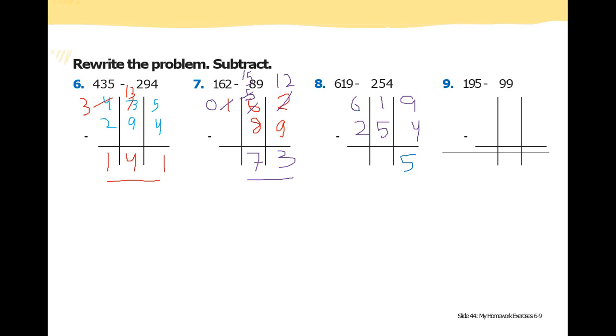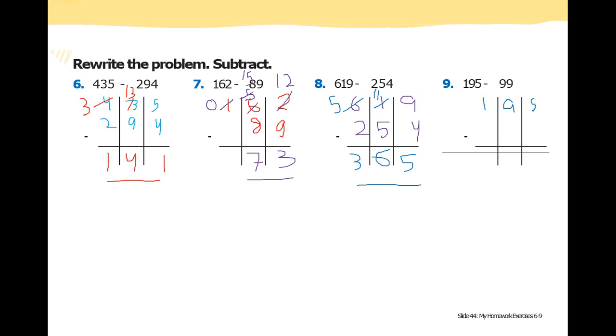We need to regroup to move to the next door, to cross number 6 to become 5, and 1 to become 11. 11 minus 5 equals 6. 5 minus 2 equals 3. The answer is 365.